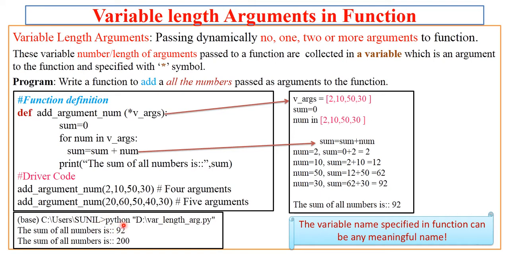Here I executed that program on the Anaconda prompt. I have named this program var_length_argument_args.py, and I just execute it. What do I get? I get 2 results because I have called this function twice. First for the 4 arguments, that is 2, 10, 50, 30, and next time for 5 arguments, that is 20, 60, 50, 40 and 30. That's why the second time the print statement of the function printed the value 200.